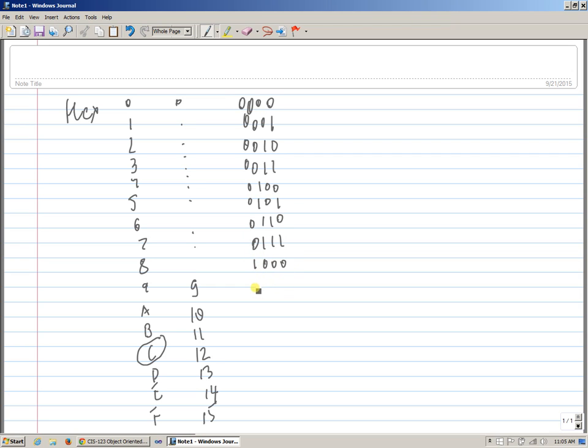And we can keep going with this, and it's going to be 1001, then 1010, then 1011, and then 1100, and then 1101, and then 1110, and finally 1111. Everything is filled.